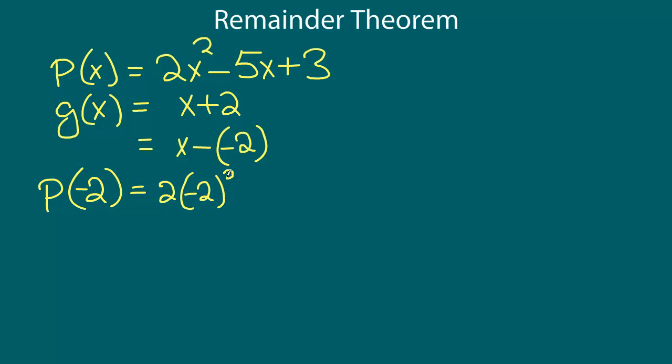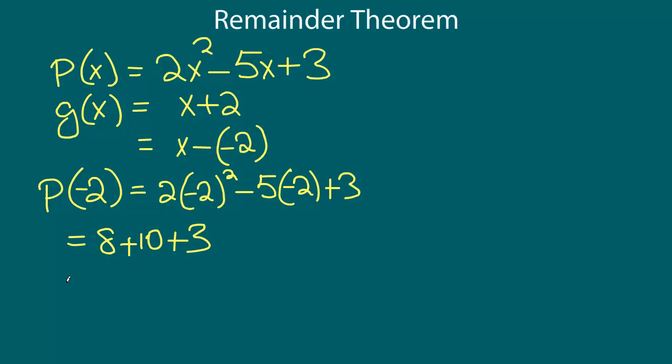So we will write this like this, and then we have here minus 5 minus 2 plus 3. This will be simply, so minus 2 times minus 2 is plus 4, so that times 2 will be 8, and minus 5 minus 2 is plus 10, and then we have plus 3. So this will be 18 plus 3, 21.